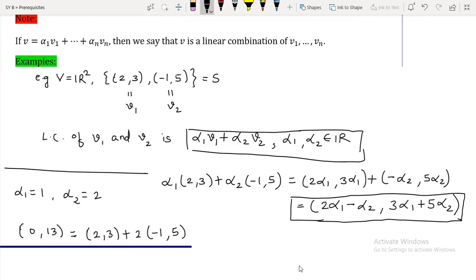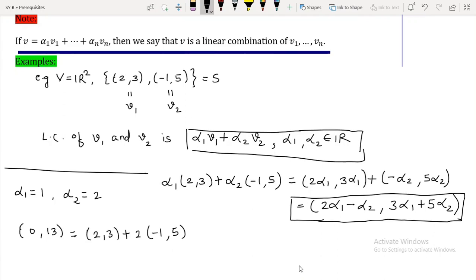So over here, see, how can we write (0, 13)? (0, 13) is obtained by fixing some values of alpha 1 and alpha 2. It means it is a particular case. So this (0, 13) can be written as (2, 3) plus 2 times (-1, 5). It means we can write (0, 13) as a linear combination of (2, 3) and (-1, 5). So that is what this note is.